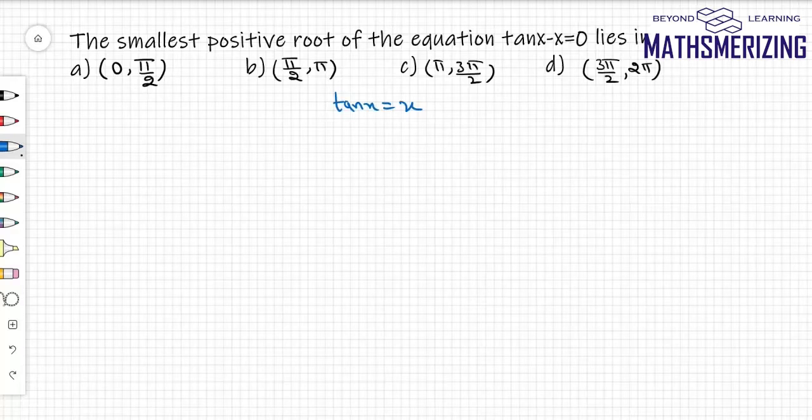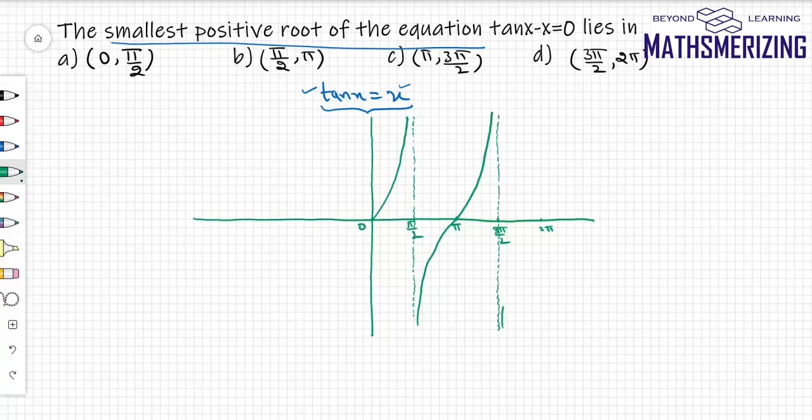Now the equation which is given to us is tan x equals x. And I have to find the smallest positive root of this equation. What I'll do is, I'll draw the graph of tan x and I'll draw the graph of y equals x line. So first I'll draw the graph of tan x. So that's the graph of tan x. Now I'll draw the graph of y equals x line. Now what I clearly know is calculus inequality says sin x is less than x is less than tan x when x belongs to 0 to pi by 2.